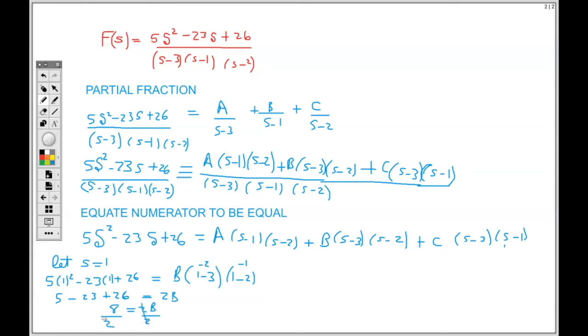So here this cancels, and 2 into 8 goes 4 times, so b is equal to 4. Now I'm going to choose another s value to have some part of this numerator being equated to 0.